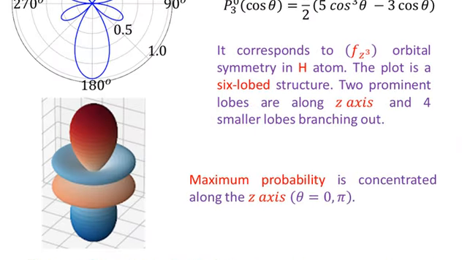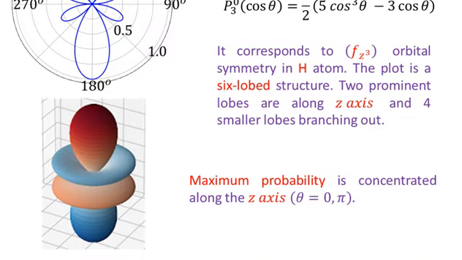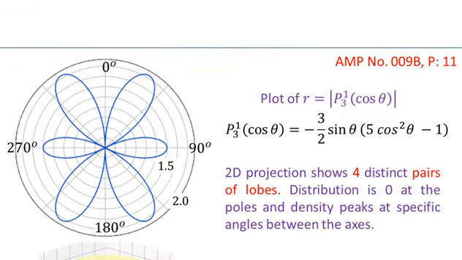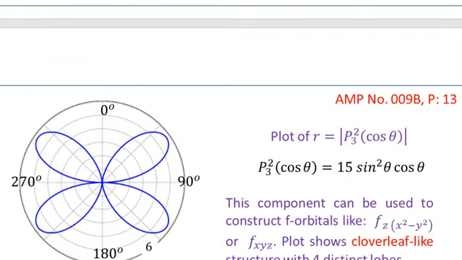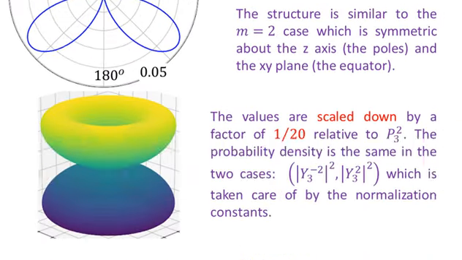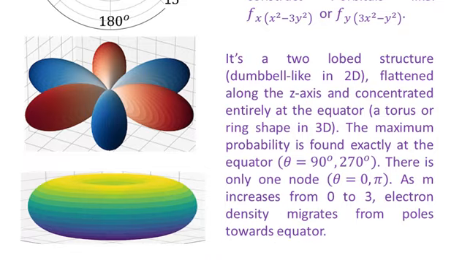For example, in this case, the electron density is located along the z-axis. But now it is deviating from the z-axis. It is further deviating from the z-axis in these two pictures. And now it is on the xy plane. So that's why we have said that as m increases from 0 to 3, electron density migrates from the poles, that's from the z-axis, towards the equator, that is, the xy plane.